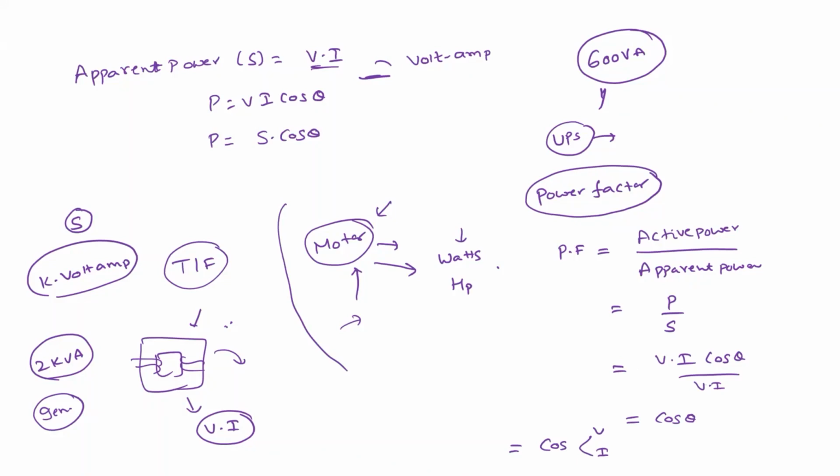Cos of the angle between voltage and current. So the power factor of the source is the ratio of active power to apparent power, that is P by S, which is VI cos theta over VI. So that is equal to cos theta, the cos of the angle between V and I.